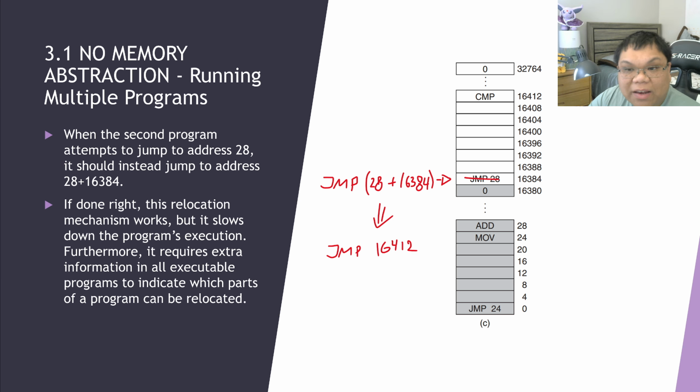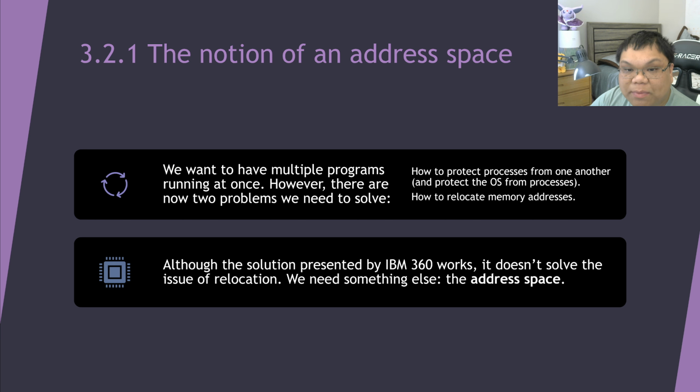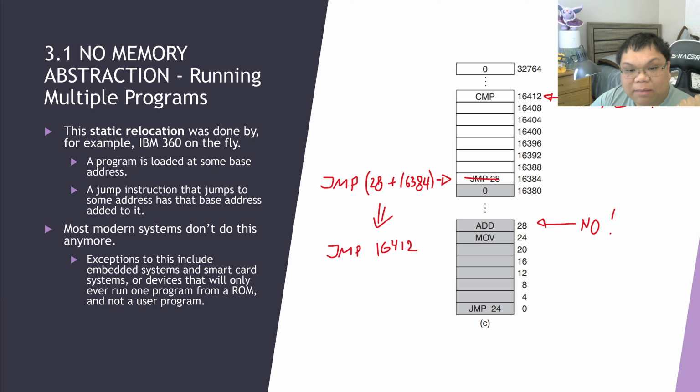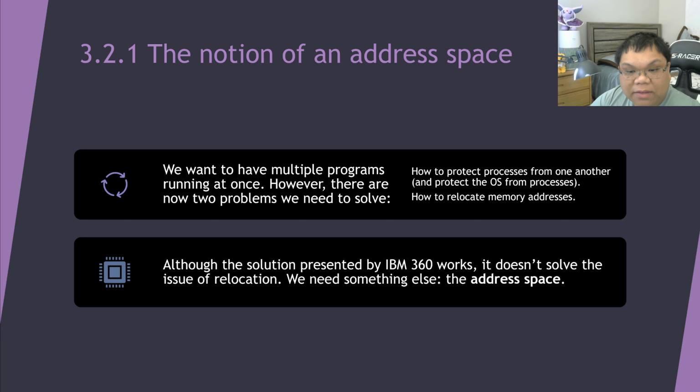Also, we need a means of relocating memory addresses. So if a program says to jump to address 28, that needs to be translated to the corresponding physical address so it doesn't accidentally jump into another program's memory space. Although the solution presented in IBM 360 works, it doesn't solve the issue of relocation. We need something else, and that something else is the address space.